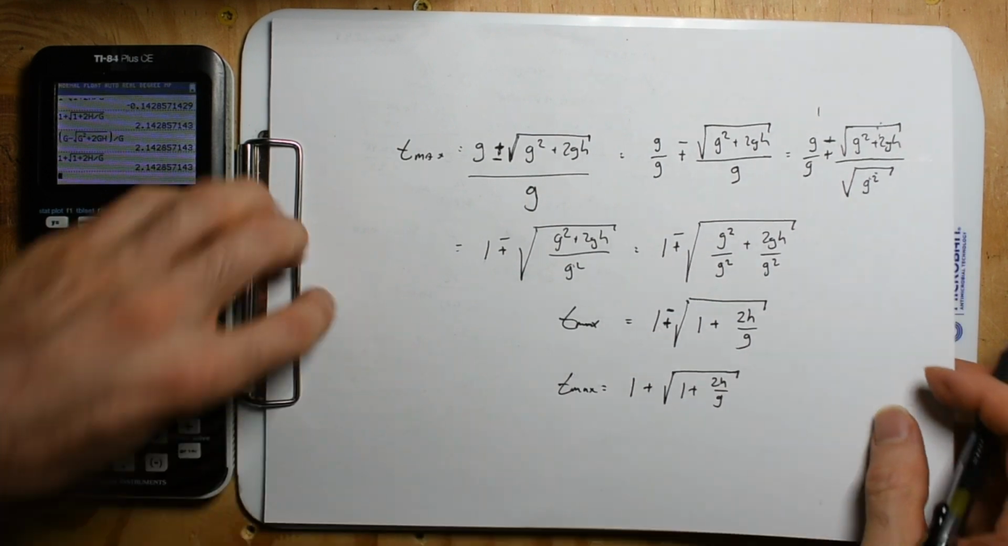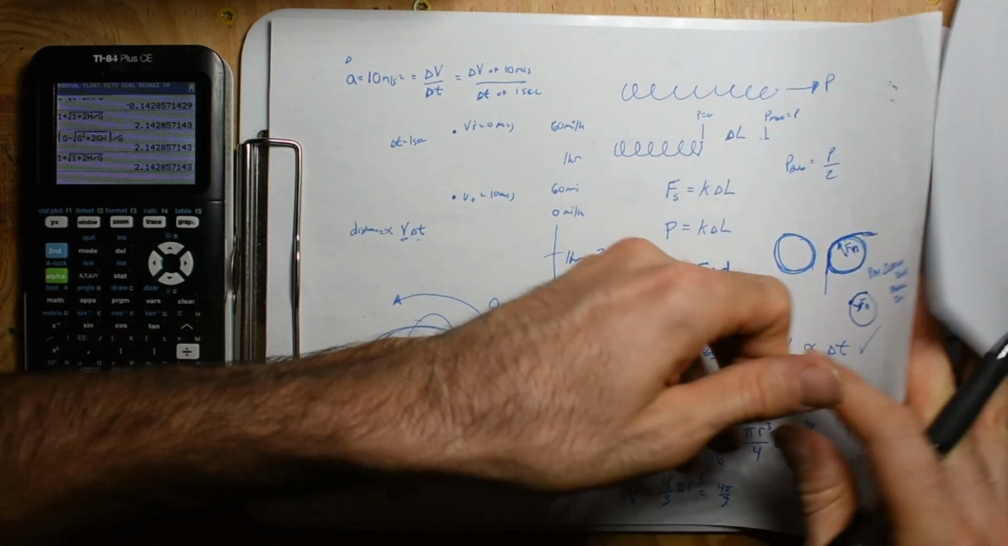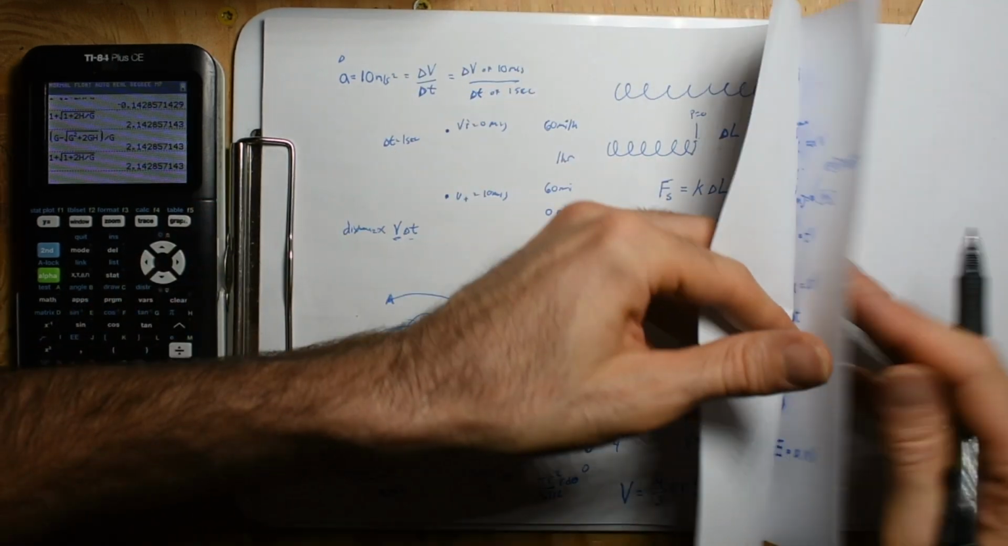And I was going to show you one other way to simplify this. If we got some paper. Holy Toledo. And then we can be done.